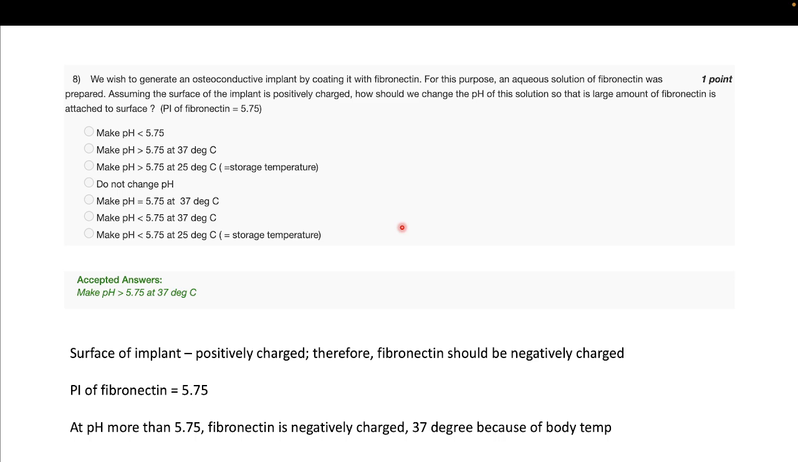And the human body is going to be at 37 degrees Celsius. So to achieve the most amount of coating of fibronectin on the implant, we need a pH of more than 5.75 and we need the temperature to be at 37 degrees. Is this clear?